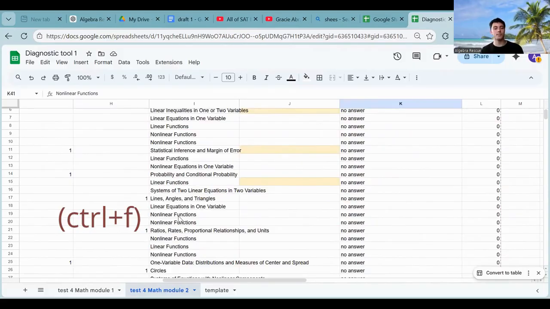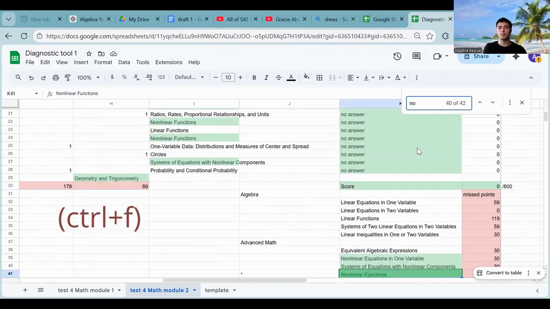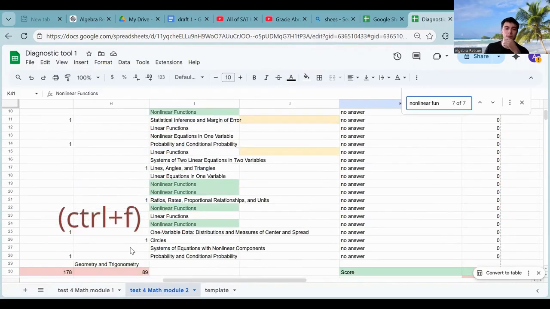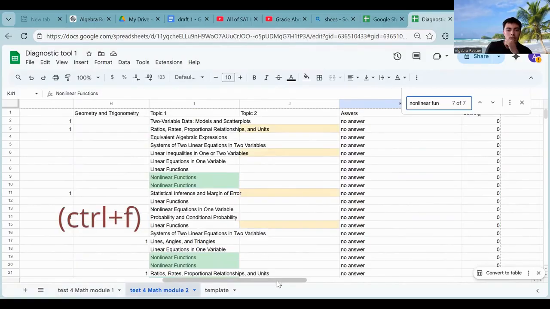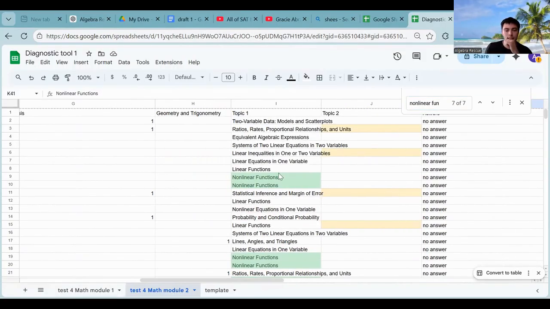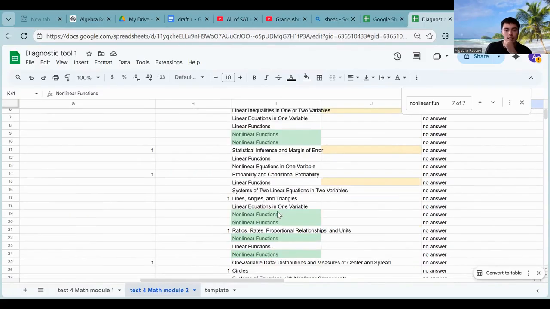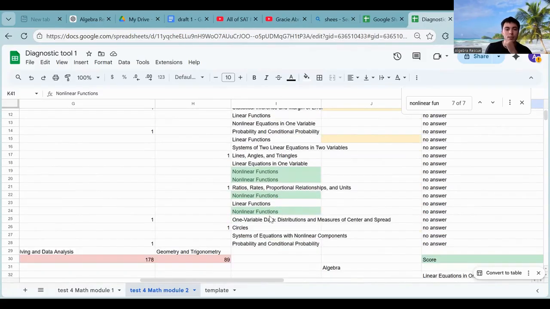So we are looking for nonlinear functions. Say that was your worst subject, your worst subtopic, nonlinear functions. It's going to highlight exactly where they are. So then go back through and get all of these problems. Try to see what they have in common. Or I'll show you an example.